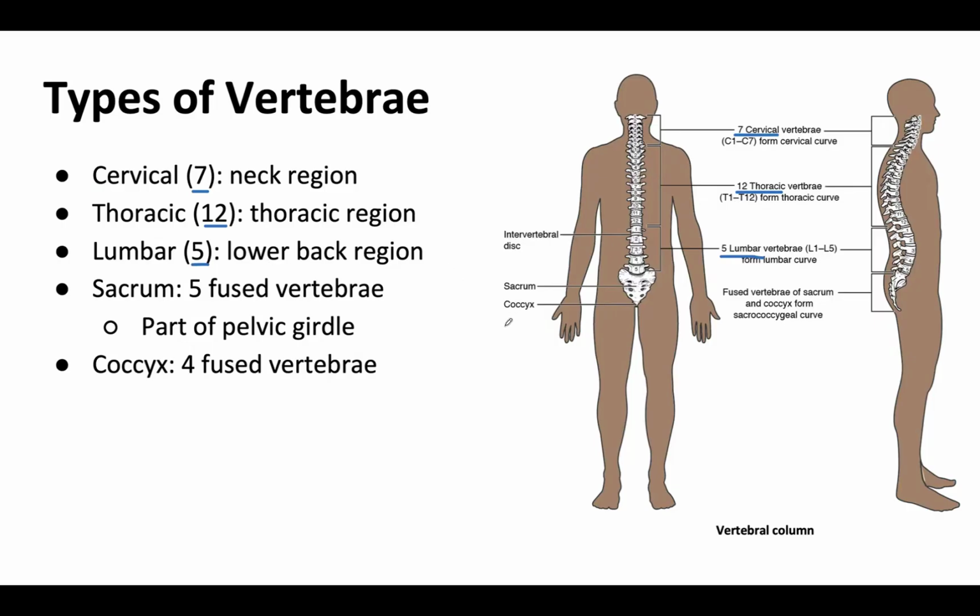There are going to be 5 fused sacral vertebrae, which form the sacrum. The sacrum is part of the pelvic girdle, so it's articulating with the hip bones. And then you'll have 4 fused coccygeal vertebrae that are going to form the coccyx. So these are very atypical vertebrae there.